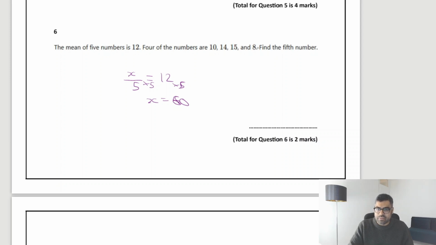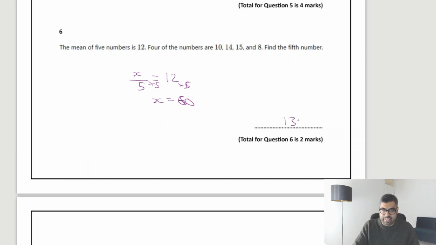So if 4 of our numbers add to 47, our final number must simply be 13, because we know our 5 numbers added together are going to give us 60. So we know the 5th number is 13.